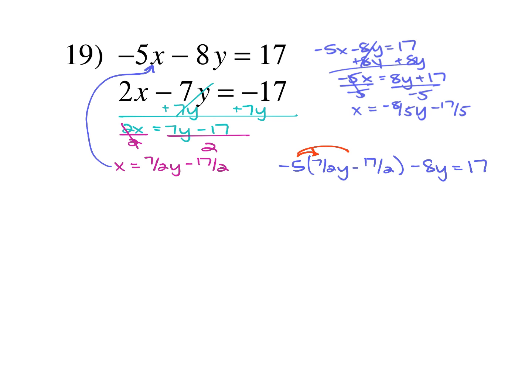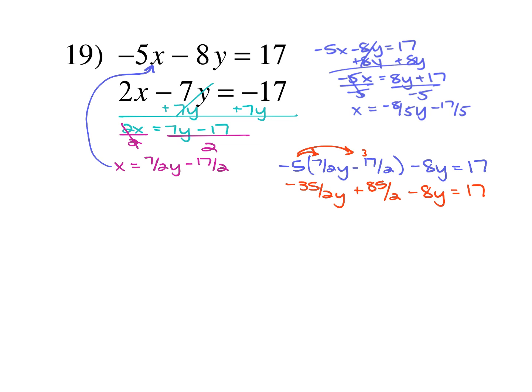Distribute your negative 5 in. This gives you negative 35 over 2y plus 5 times 17. The 5 times 7 is 35. Carry the 3. The 5 times 1 plus 3 is 8. So 85 over 2, minus 8y is equal to 17. Do you want to work with your fractions?